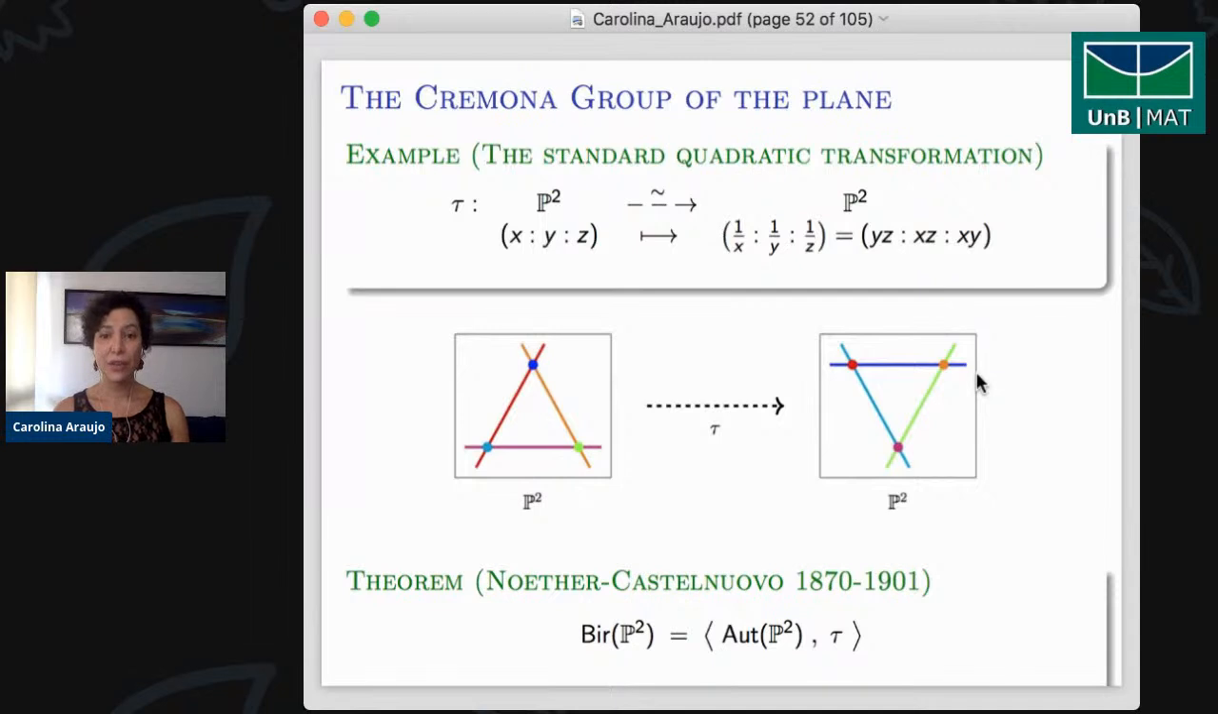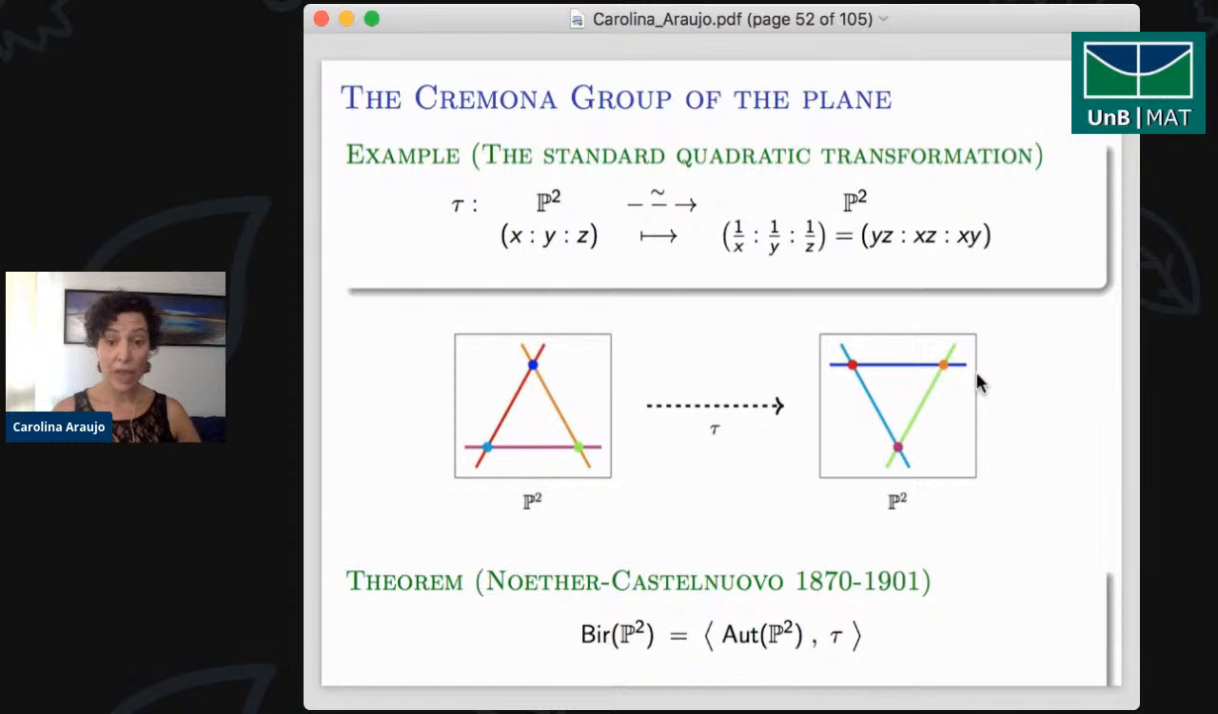And even though this is a very simple Cremona transformation, this is enough to generate the whole Cremona group together with the automorphism group. So this is the content of this classical theorem of Noether-Castelnuovo. Noether was the first one to state it in 1870, but his original proof had a gap. And Castelnuovo was the first one to give a complete proof.